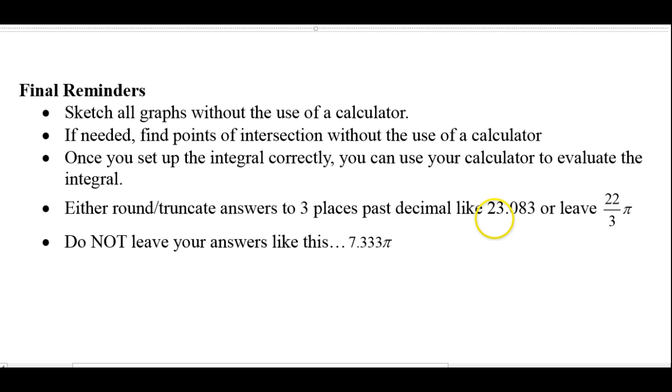So leave your answer like 23.083. Or you can leave your answer exact as 22 over 3 pi. But you wouldn't want to leave your answer. It's bad form to leave your answer in a combination of an approximation and an exact value. So you wouldn't want to leave your answer as 7.333 times pi. So you would just want to multiply this exact answer that you got from your calculator by pi and rather leave your answer like this. So these two are your options. You don't really ever want to leave your answer like this.